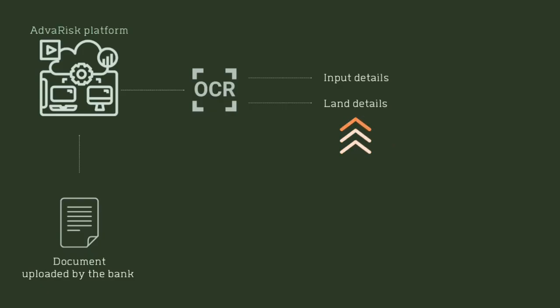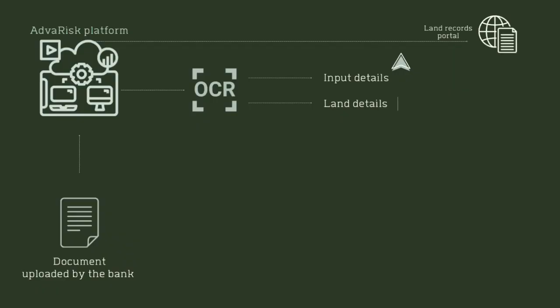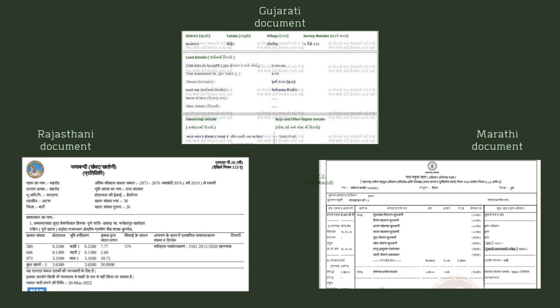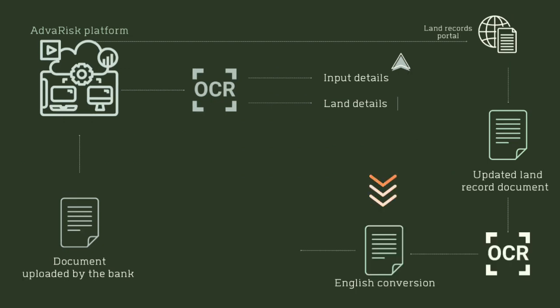The second, land details, in the now highlighted section are also extracted from the input document. A user will be able to find land details right below the summary section in the report. The land details will include owner name, land holding size, survey number, and encumbrance details if any. The input details will be used to fetch updated land record from the government portal. This updated land record can be in any regional language like Marathi, Hindi, Gujarati, etc. The portal will extract data from these documents, convert it into English, and standardize the output details.